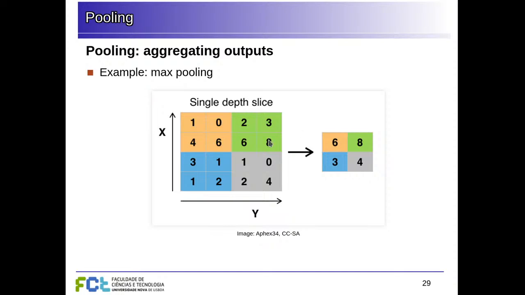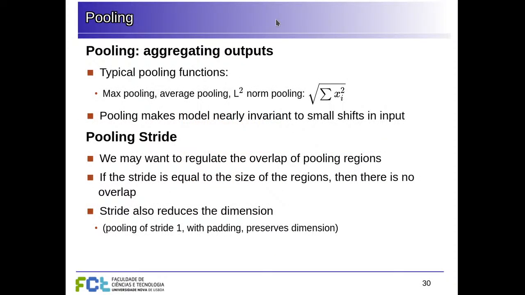Then for the other regions, the maximum value, and so on. And we shrink from a 4x4 map into a 2x2 map in this case, because we are using a window of 2x2 and a stride of 2. Of course, we can change the stride and the size of the window, but typically we use a stride of the same size as the window, so that there are no overlaps between the different regions, and we cover the whole input feature map.